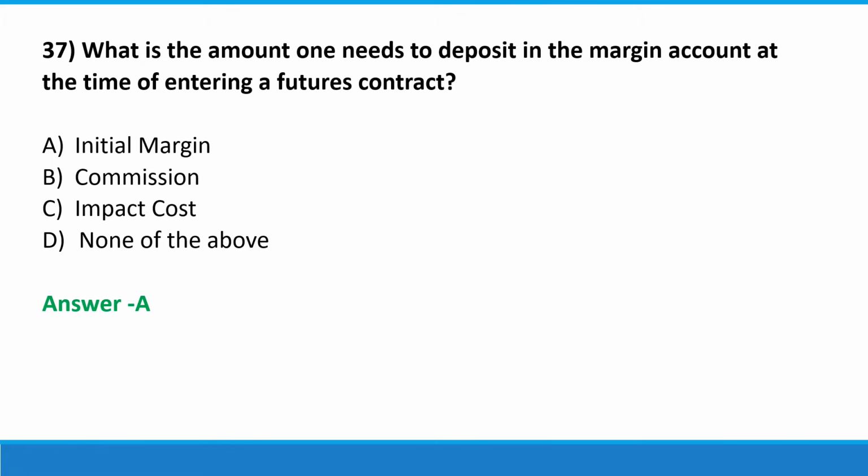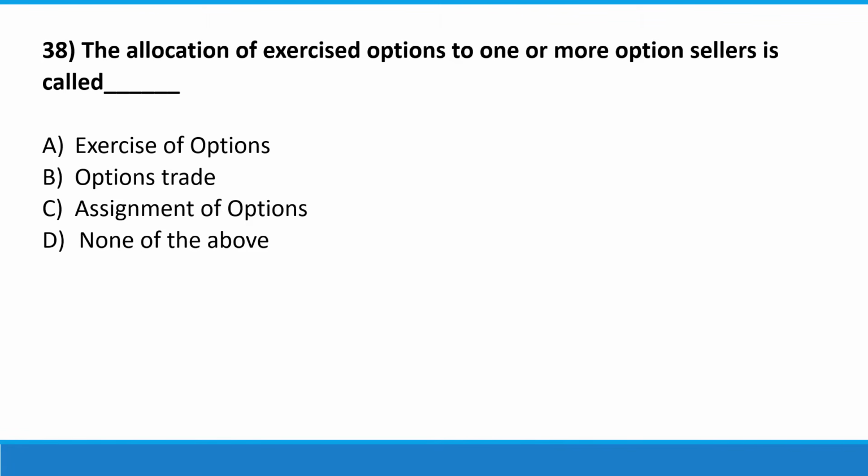Next question. The allocation of exercised options to one or more option sellers is called option A, exercise of options, option B, options trade, option C, assignment of options, option D, none of the above. The correct answer is option C, assignment of options.